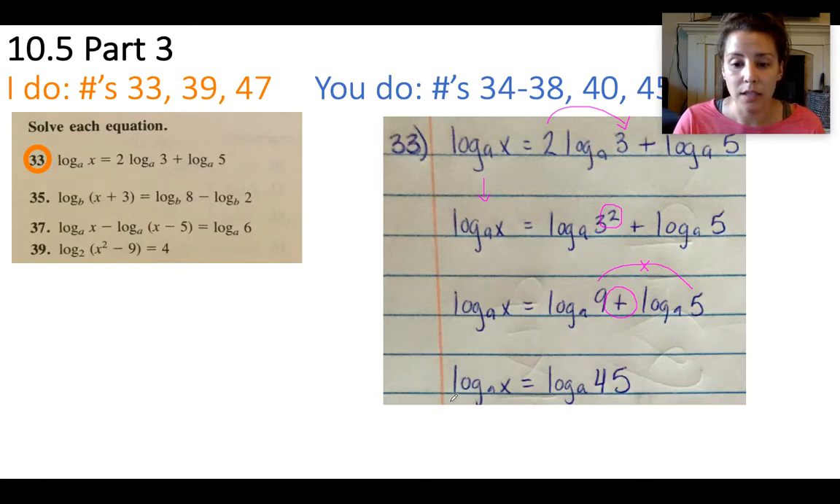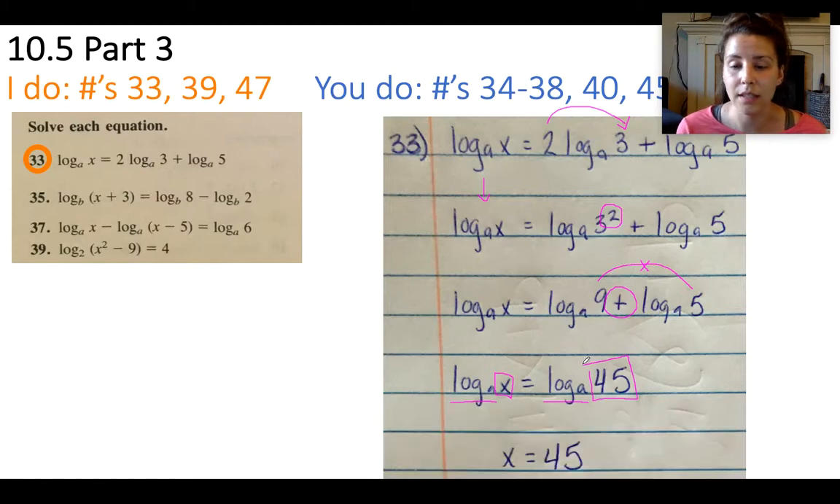And so these are the same. We have log base a, we have log base a. They have the same base, so that means that these should also be the same. So we have actually solved the equation. We know that x is 45.